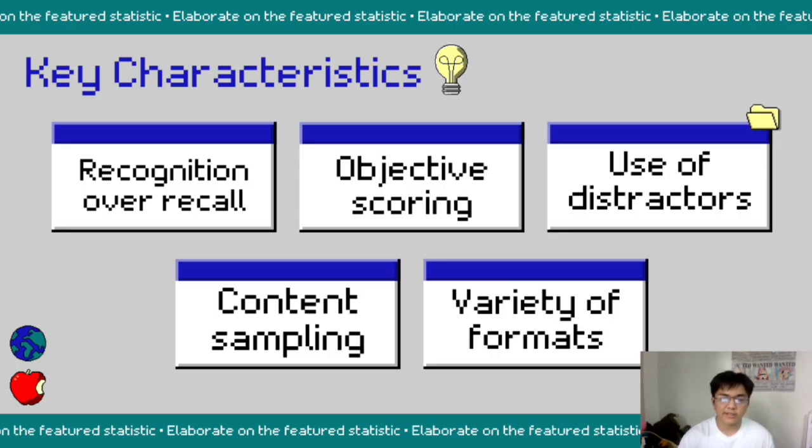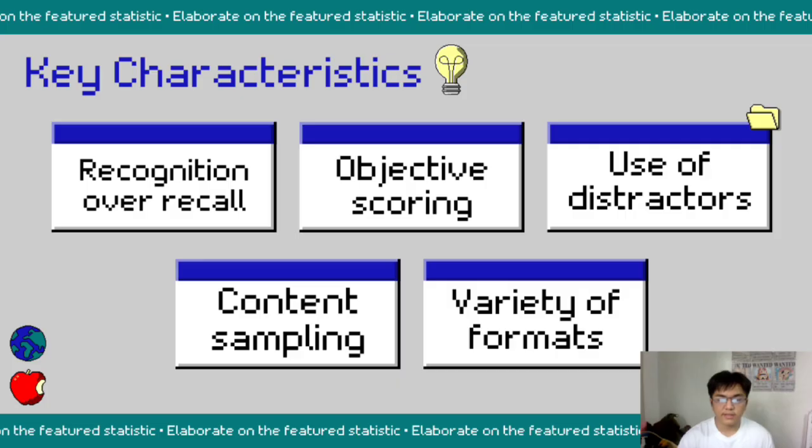So the first key characteristic is recognition over recall. Students identify the correct answer rather than construct one. This makes the task less cognitively demanding than essays or problem-solving tasks, but highly effective for measuring factual knowledge. Objective scoring. Since the answers are predetermined, scoring is consistent, efficient, and not subject to teacher bias.